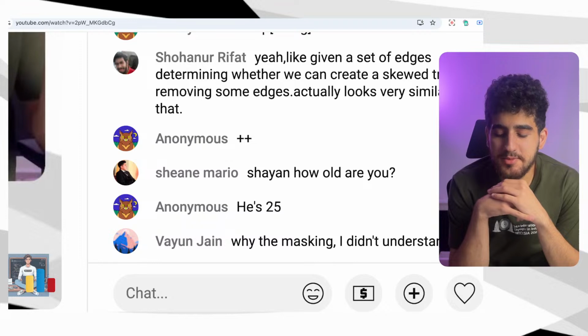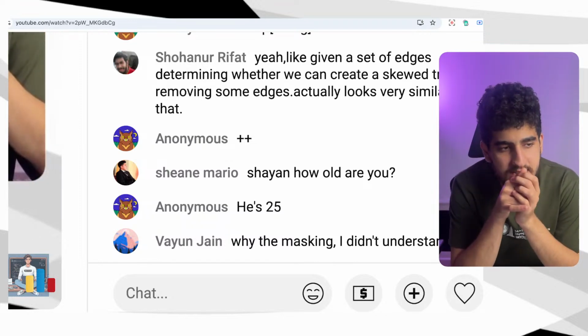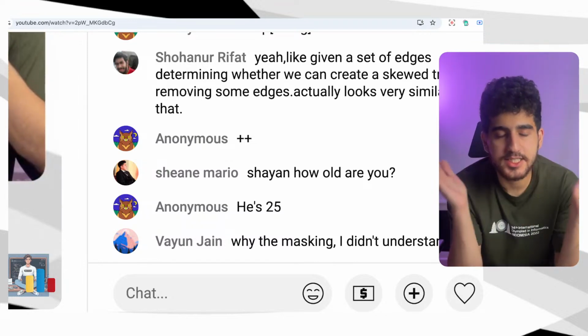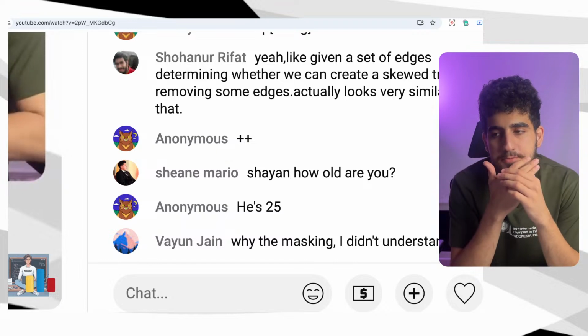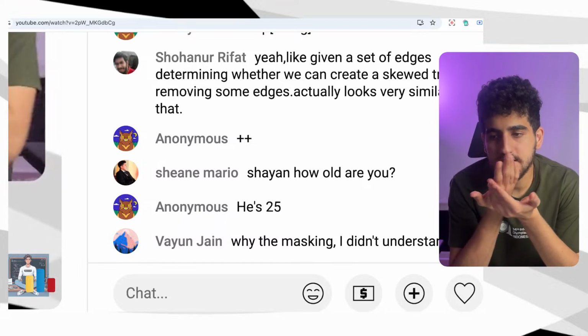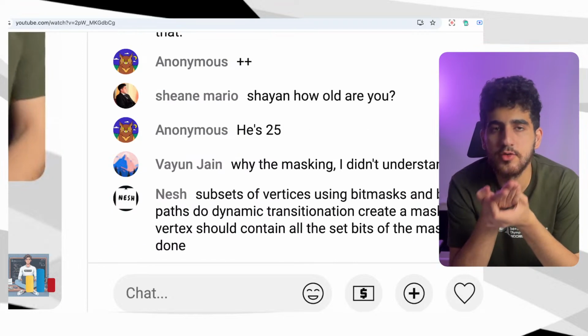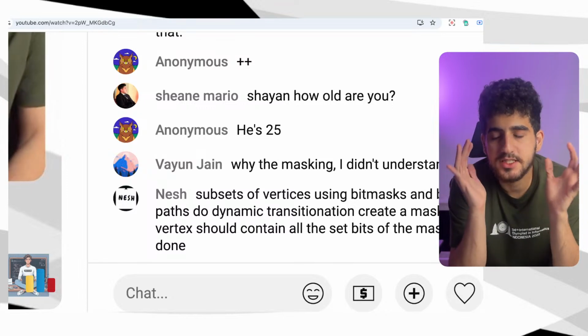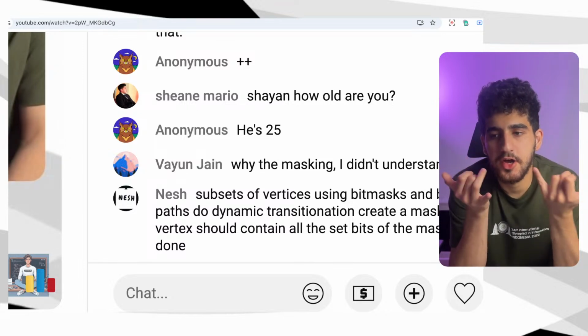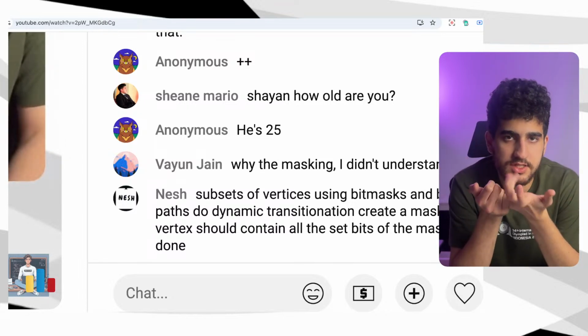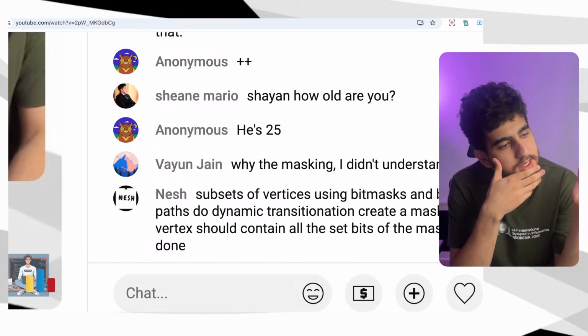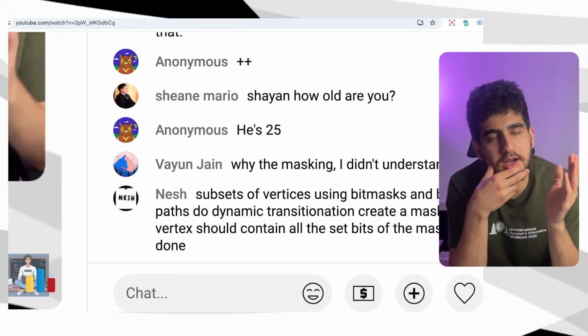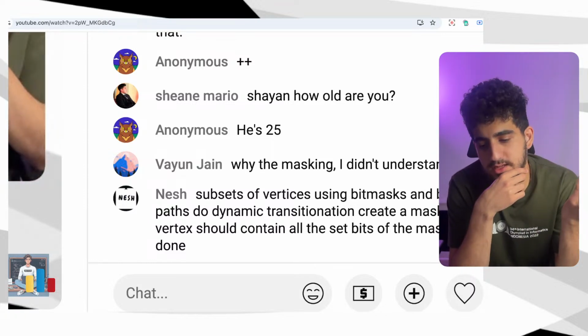Why the masking? I didn't understand. Well, the point is that I had to keep it for each subset of mask, because I can have the songs in any order. So I'm keeping track of which subset of songs I already have in my playlist. For example, right now I have song number 2 and song number 5 and song number 7.